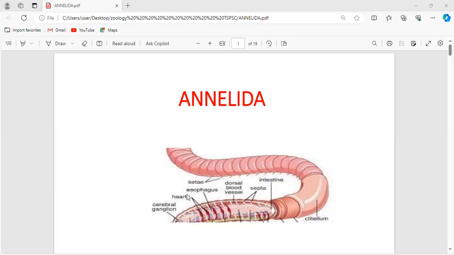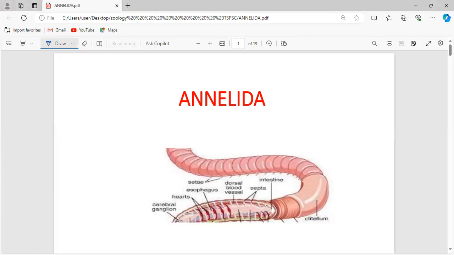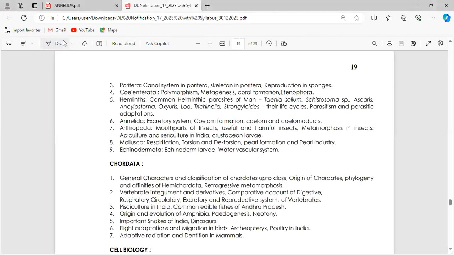Okay, today we are going to see about Annelida, the new phylum Annelida. Up to yesterday, we have completed Porifera, Protozoa, Coelenterata, and Helminthes, Platyhelminthes and Nemathelminthes. But today we are going to start with the new phylum Annelida.